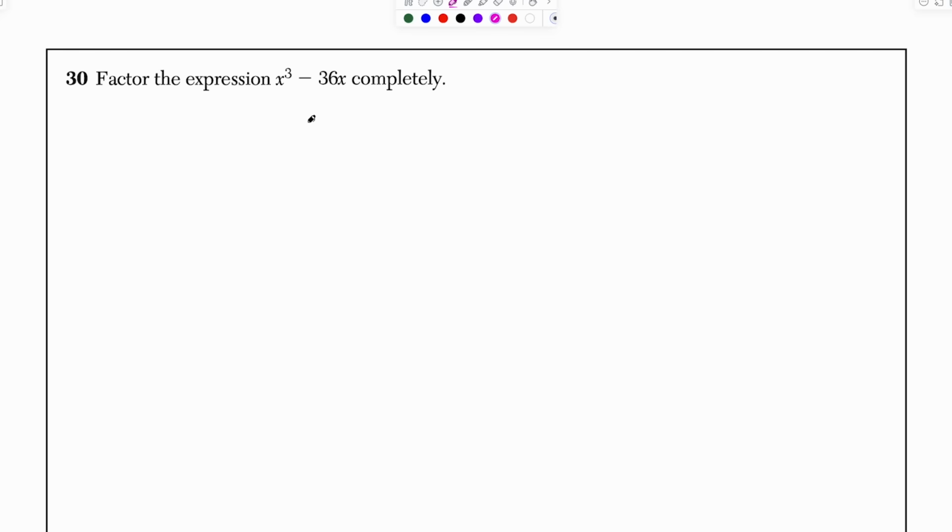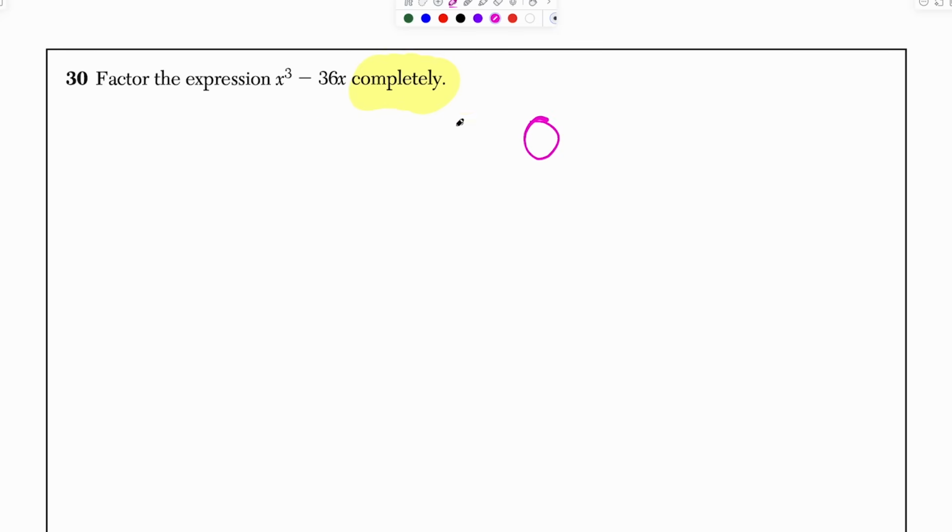Question 30, factor the expression x to the third minus 36x completely. And just know when you hear the phrase factor completely, that means you're probably going to have to factor more than one time. Factor completely means that you have to keep factoring until you can't factor anymore. So when I'm factoring something completely, or just factoring in general, I always look for a greatest common factor first.